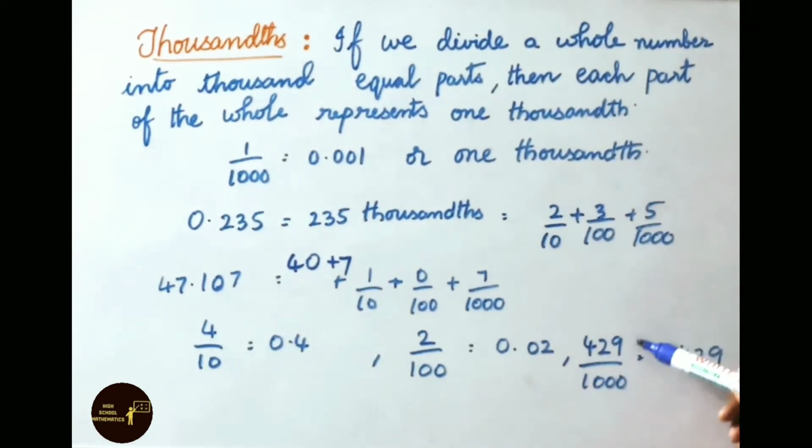See another example, 429 by 1000. That equals 0.429. Here in 1000, 3 zeros are there. In the answer, 3 digits after the decimal are present. So based on the number of zeros in the denominator, that many digits will be present after the decimal point.